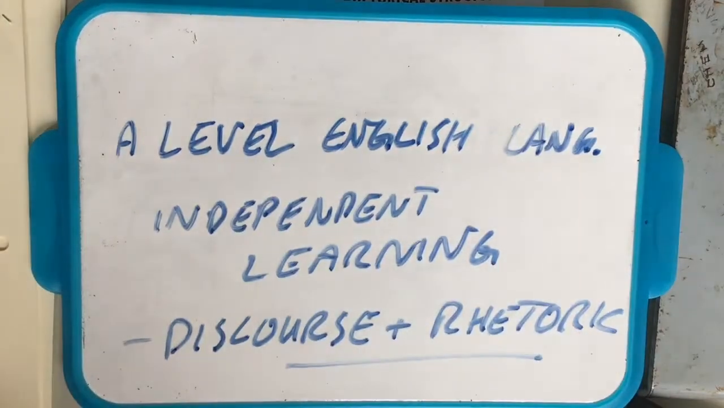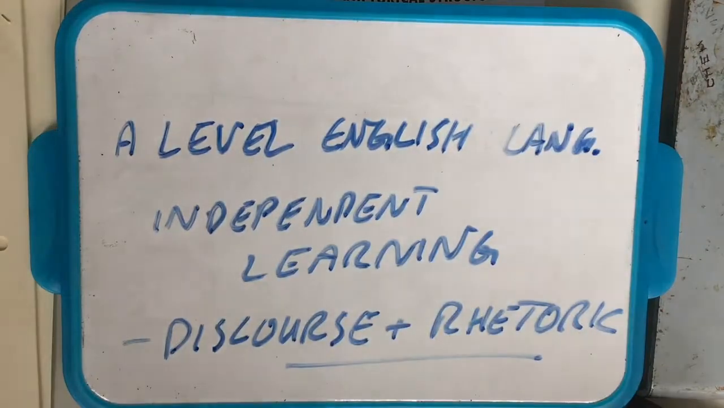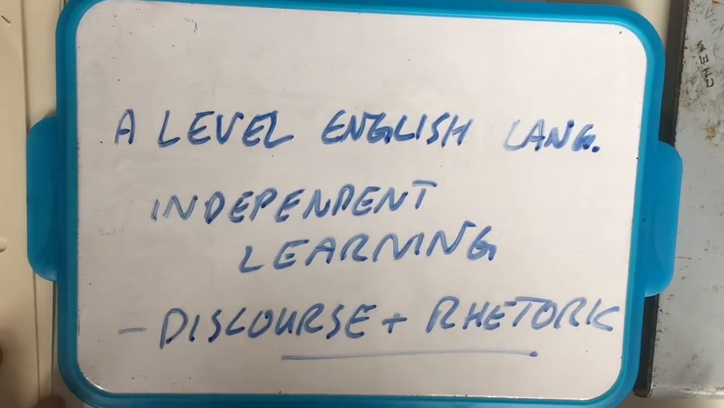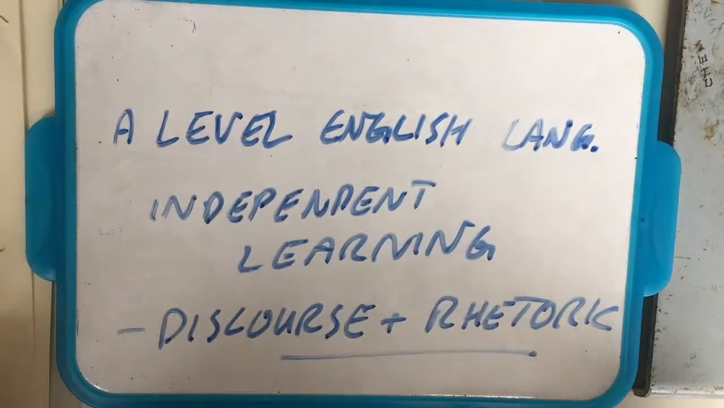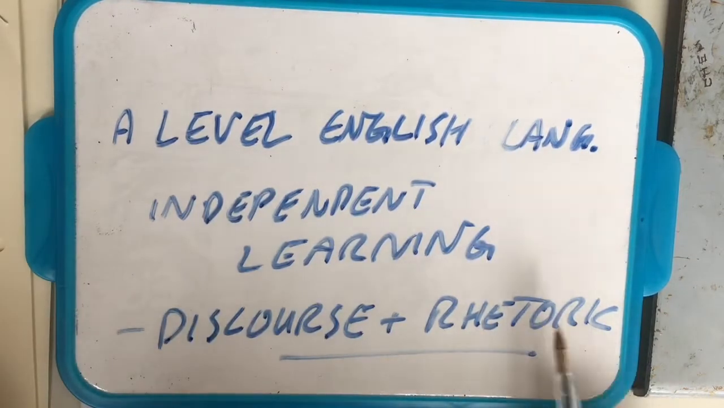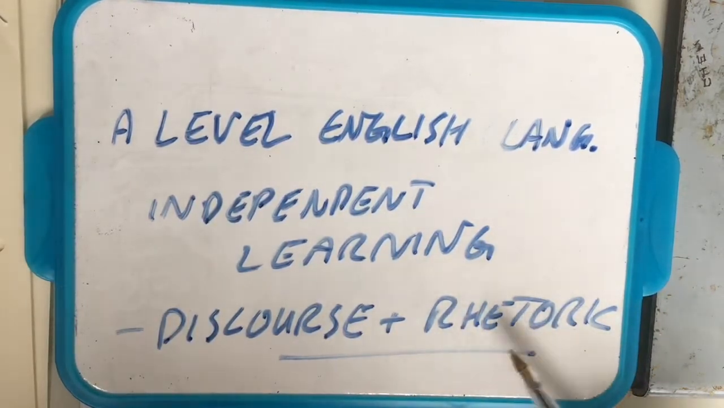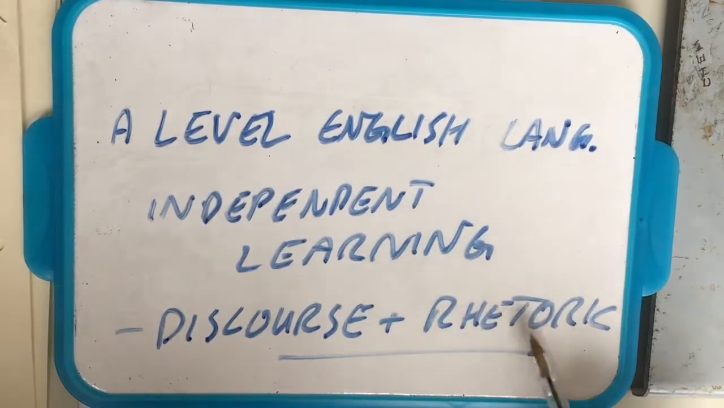Okay, students, so this is our next video in the series of independent learner videos for A-level English language. This one is on discourse. That's a way of talking about structure and types of language, and rhetoric, which can be seen as an element of semantics, or an element of structure.